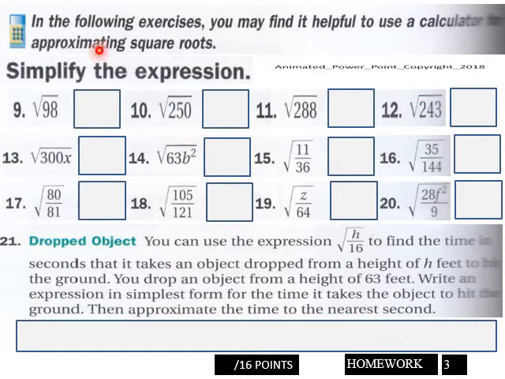Page 3, in the following exercises, use a calculator and simplify all these expressions using a calculator. Number 21, you've got a word problem here. Write an expression in simplest form for the time it takes the object to hit the ground, then approximate the time to the nearest second. So do that for 21. You've got 16 points here, page 3.